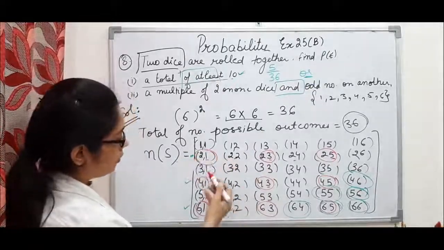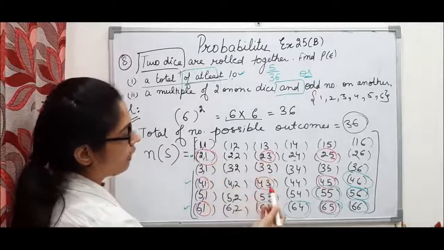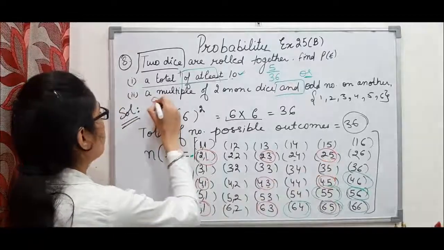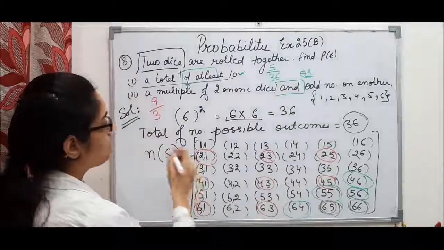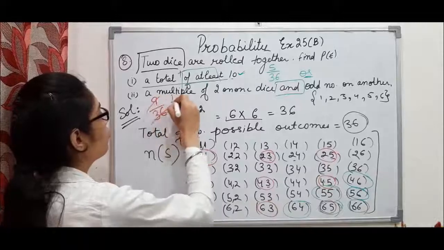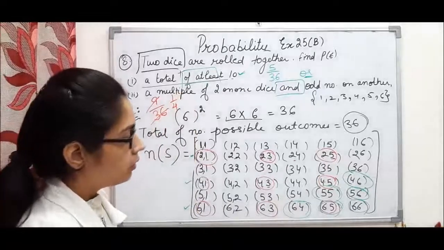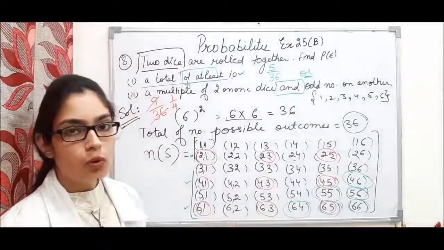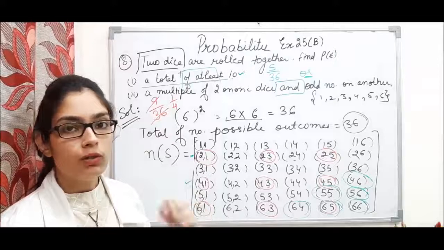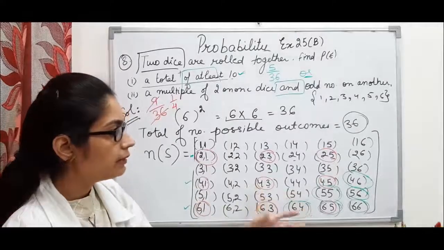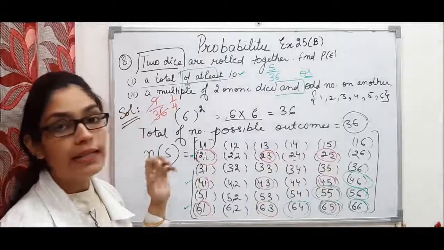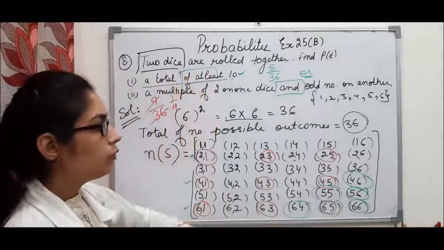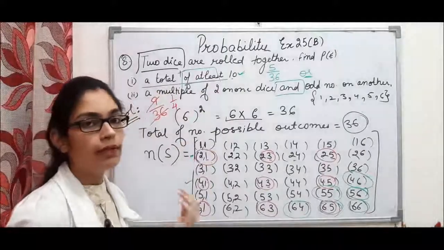So let us count it now: 1, 2, 3, 4, 5, 6, 7, 8, 9. So it will be 9 by the total number of possible outcomes, 36, so it will be 1 by 4. So whenever you get a question like 2 dice tossed simultaneously or 1 dice tossed 2 times, you have to create a sample space like this. Then you can clearly and easily see the given requirements and do your sum very easily. Now let's do the next question.